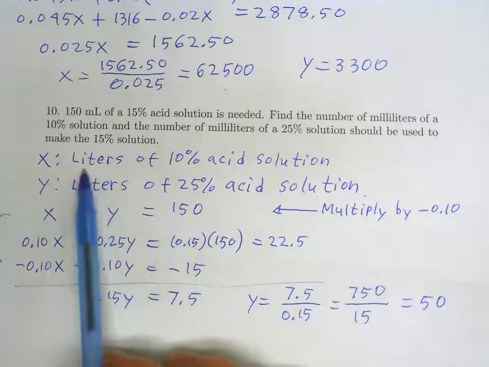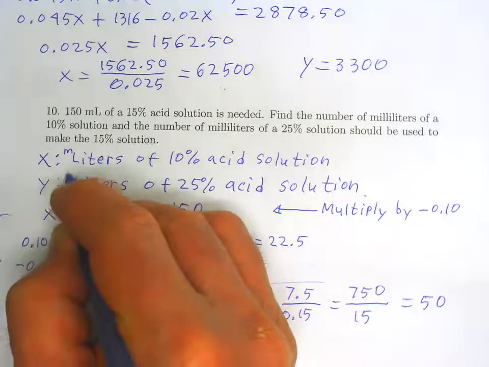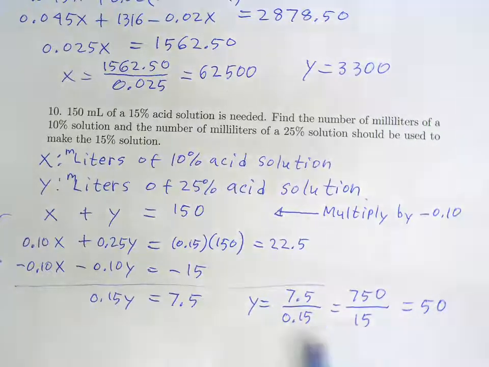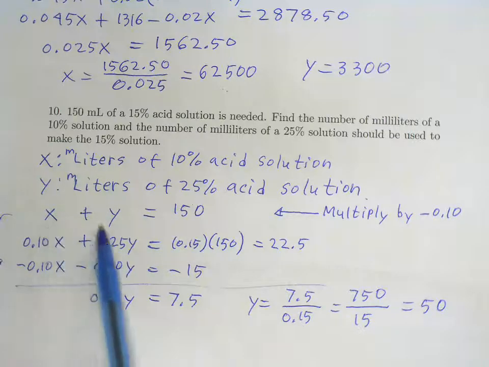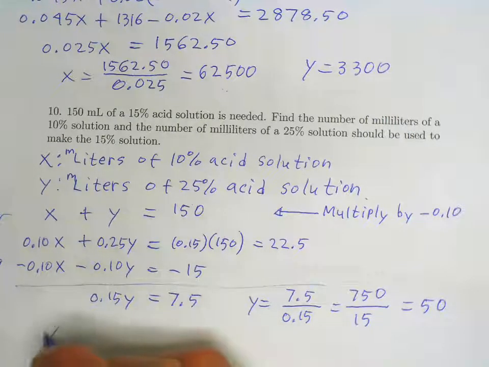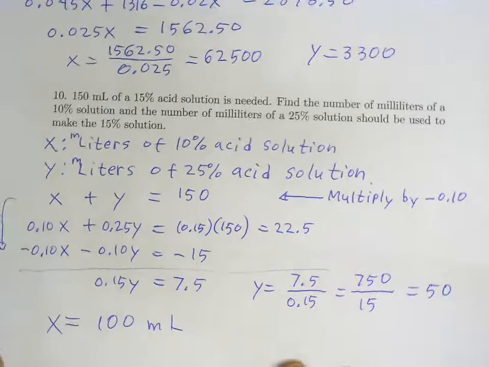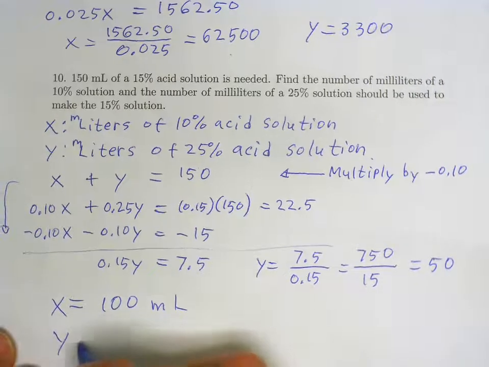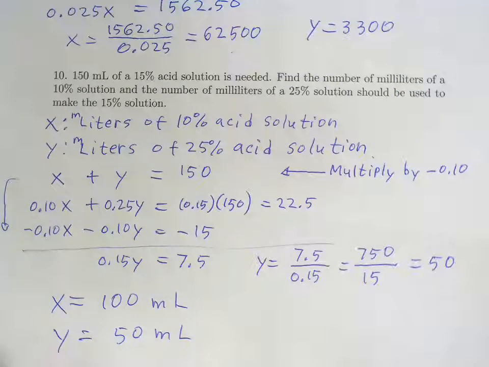Oh, I mislabeled those. Those aren't liters, those are milliliters. Sorry about that. So 50 milliliters, that's 25% acid. And since X plus Y is 150, X is 100 milliliters. So X is 100 milliliters and Y is 50 milliliters. Okay, moving on to the next page.